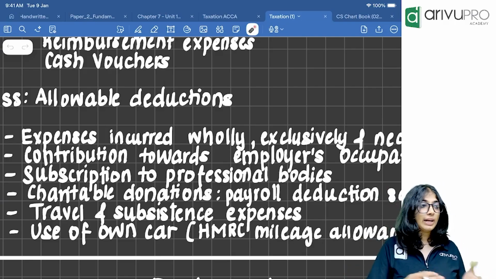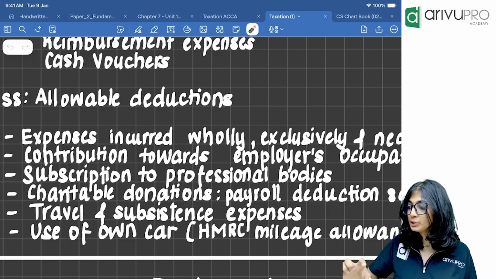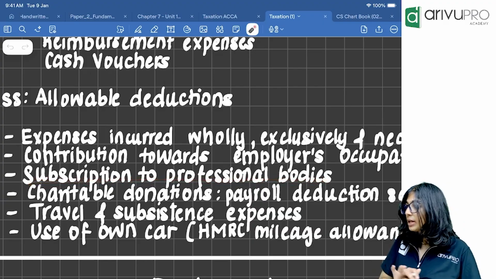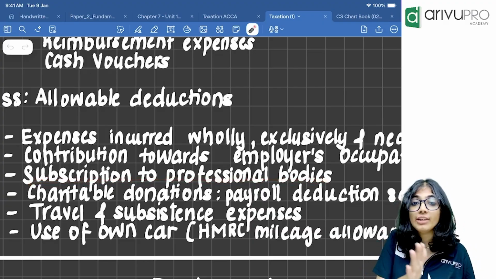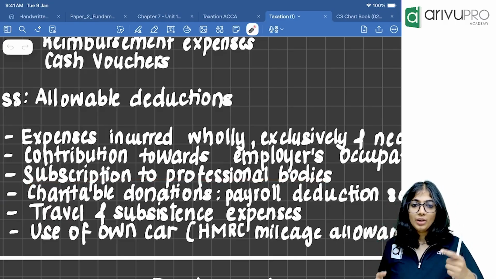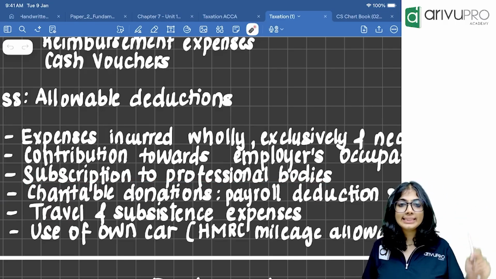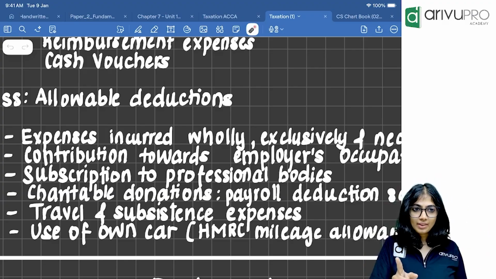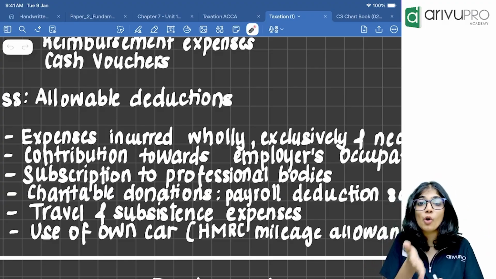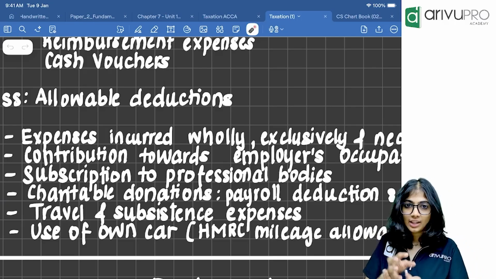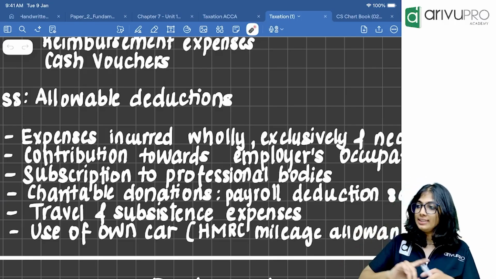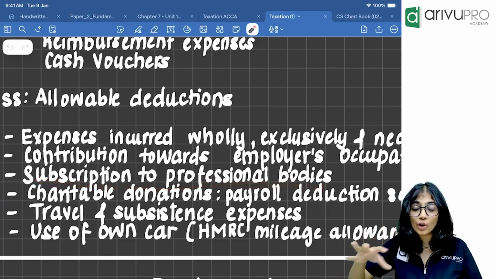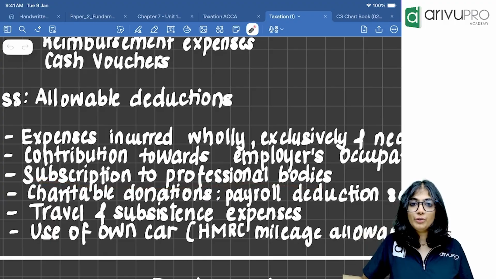Every year you have to pay a certain amount of subscription in order to maintain your membership. Any subscription that you're paying to professional bodies, one more thing you have to remember is that it should be relevant to your work. Okay, you're doing ACCA, but your job is in sales. It doesn't match, right? If you're doing a financial analyst job or an auditor job or a tax analyst, those kind of relevant jobs, right? Then this becomes relevant, subscription to professional bodies, as long as it contributes towards your performance of duties.